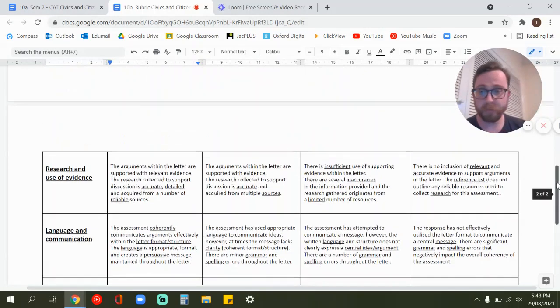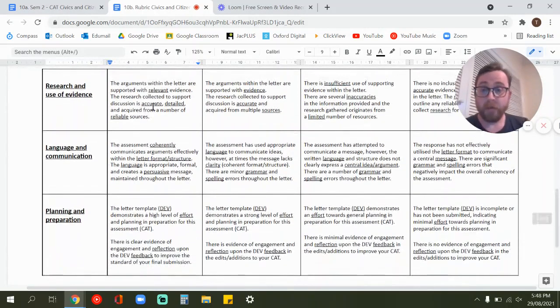Next one, research and evidence. This one is all about the quality of evidence that you're using. So is the evidence accurate, detailed, and have you got it from a number of sources, not just, like, Mr. Tapley, I've got 1,000 sources, what do you think? It needs to be reliable sources. I don't want to see Johnny Smith's Weebly from Glen Waverley Primary School in Year 5. That's not really a reliable source. It needs to be accurate, it needs to be relevant to your topic. So it's quality research in this box here.